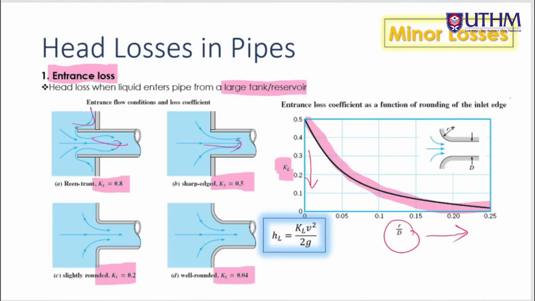That is why if we look here, this is 0.8, here a sharp edge is 0.5. Here slightly rounded, just a little rounded and it already goes down. And this one well rounded, the value goes down even more. So this is the graph that you can refer to. Usually in the questions, either they give this graph or the value of KL will be mentioned inside the question itself. Okay, so this is the entrance loss.